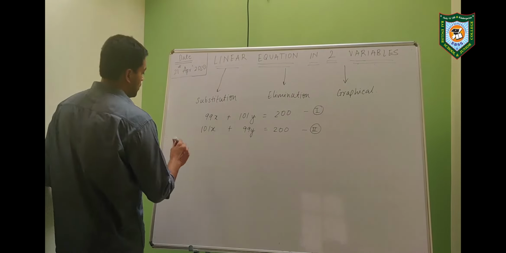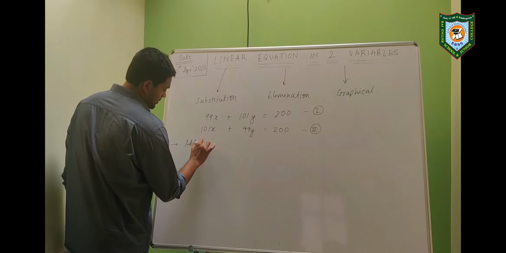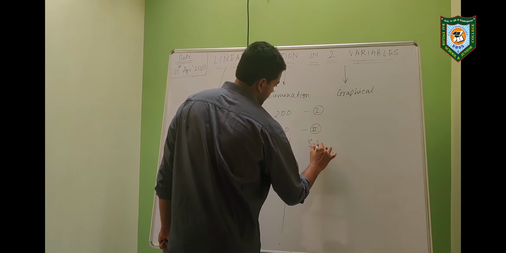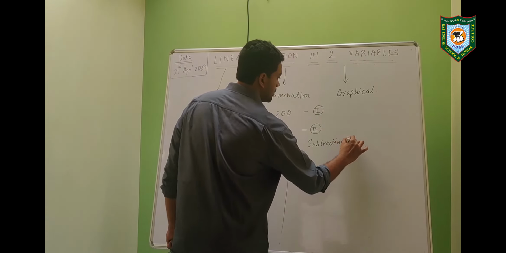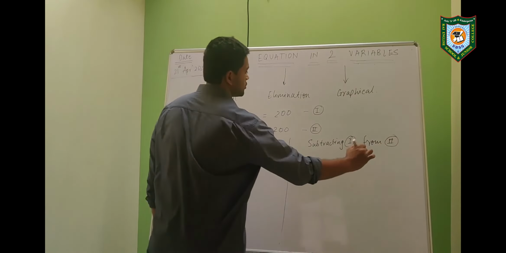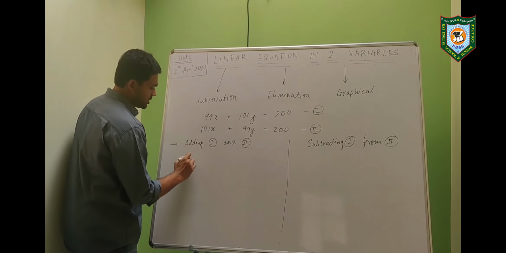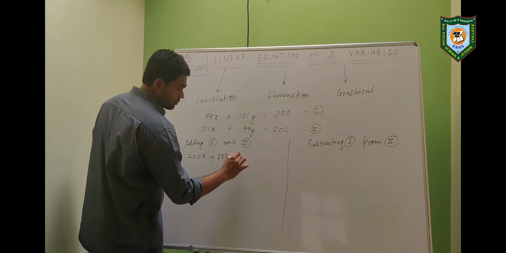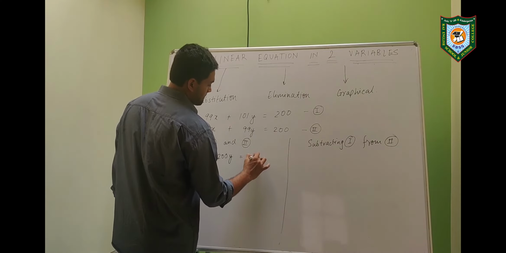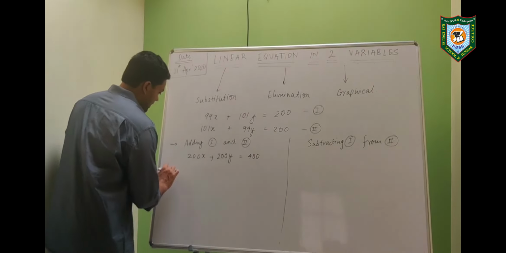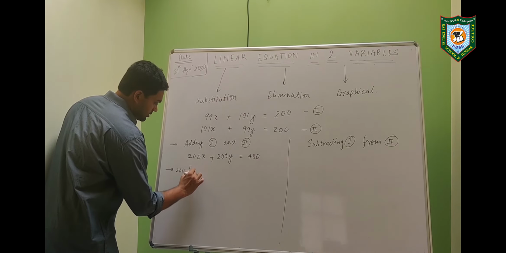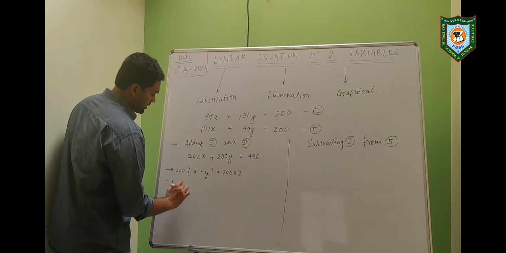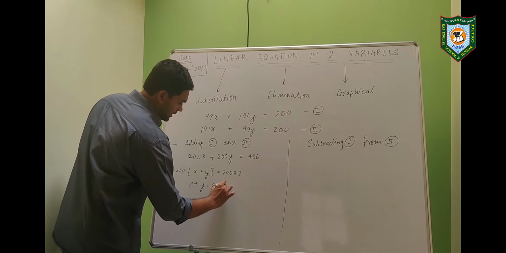We'll see what happens. So now, first, adding 1 and 2, and here I'll be subtracting 1 and 2. Let's add 1 and 2. 99 plus 101 is 200x. Plus 101 plus 99 is again 200y, sorry, not 200x. And 200 plus 200 is 400. So now I receive a new equation, and I can simplify this by taking 200 common. x plus y is equal to 200 into 2. The 200s cancel, so I have x plus y is equal to 2. Let this be equation number 3.